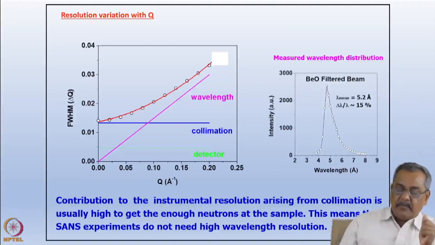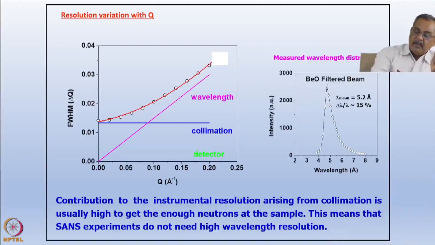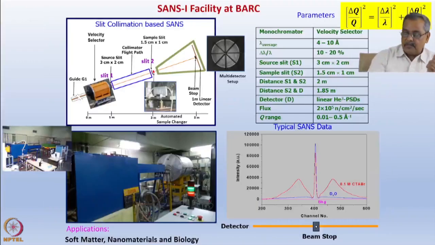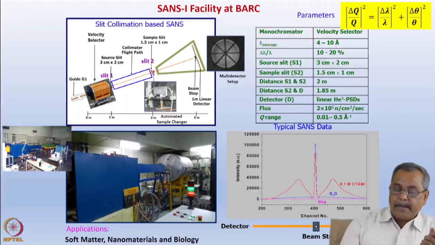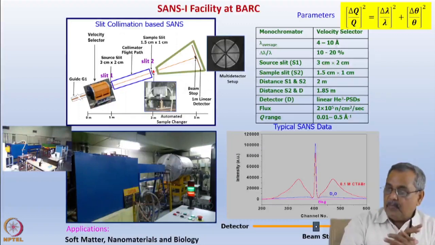And I have just taken the trouble to plot the resolution, which changes, you can see, with the Q or the angle or the channel number in the one-dimensional detector. And this is what the resolution function is. So this has now been changed with a velocity selector. What does a velocity selector do?